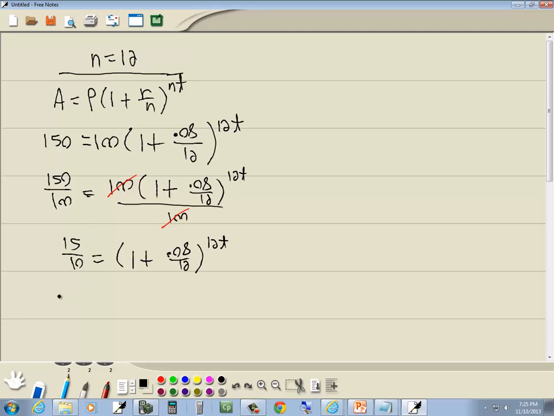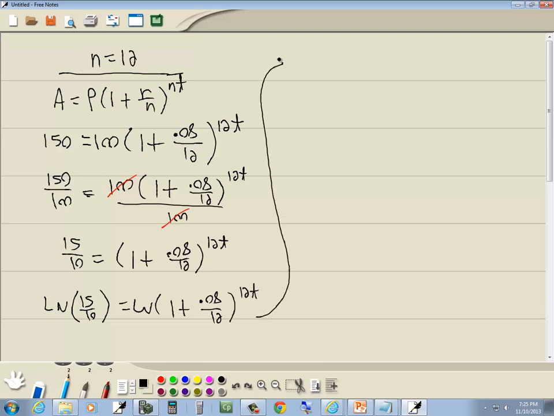Now, step 2, take the natural log of both sides. So we've got natural log of 15 divided by 10 equals natural log of 1 plus 0.08 divided by 12 to the 12t power. Our next step, step 3, is to use properties of logs to get the variable out of the exponent. So we've got natural log of 15 divided by 10, and we can take this power and put it out in front. So we'll have 12t natural log of 1 plus 0.08 divided by 12.